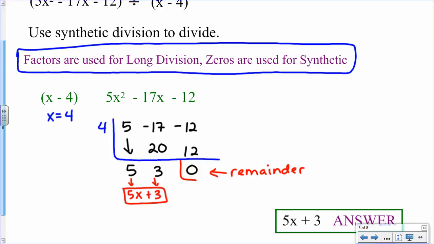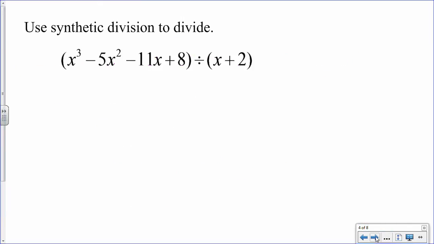Okay, let's practice another one. So synthetic division is dividing by linear polynomials. So that's the only way it works, is by just the linear factor. That's why we have long division, because if I wanted to divide by something bigger, like a quadratic, I'd have to use long division. Okay, so my factor is x plus 2, so that means my 0 is negative 2. Okay? So I'm dividing by negative 2.